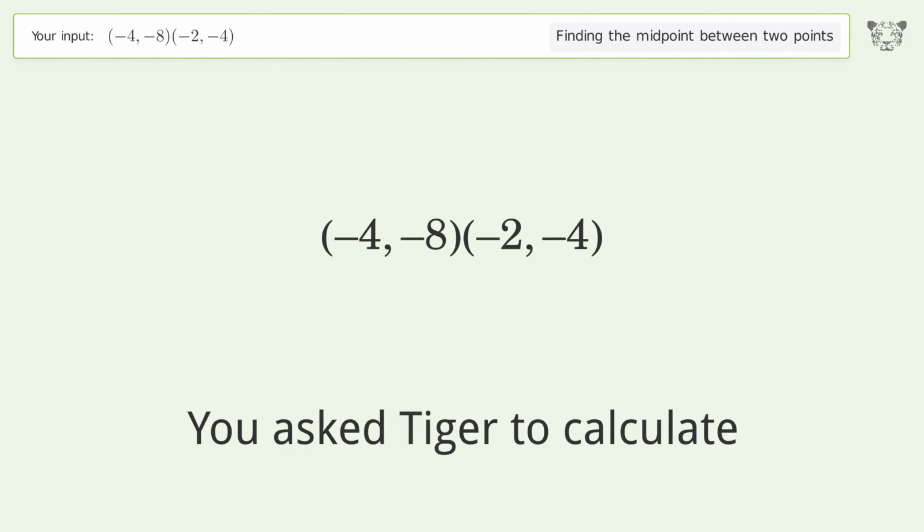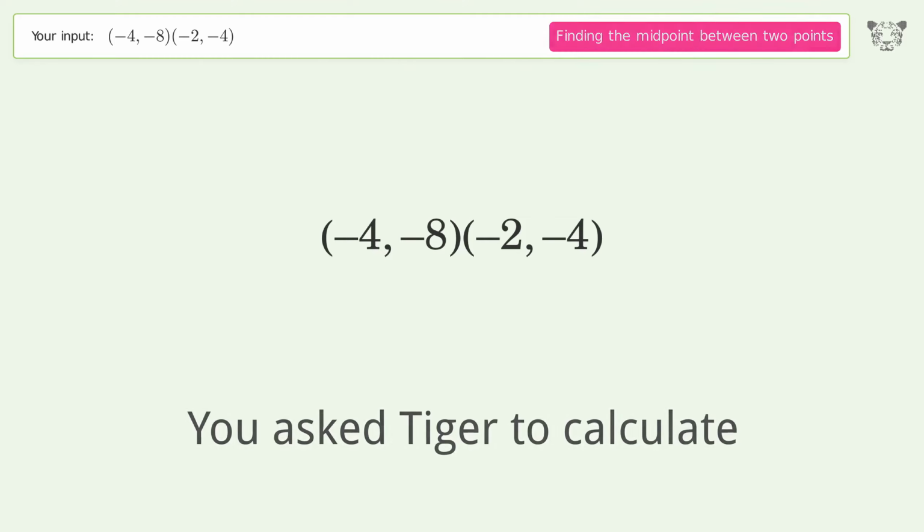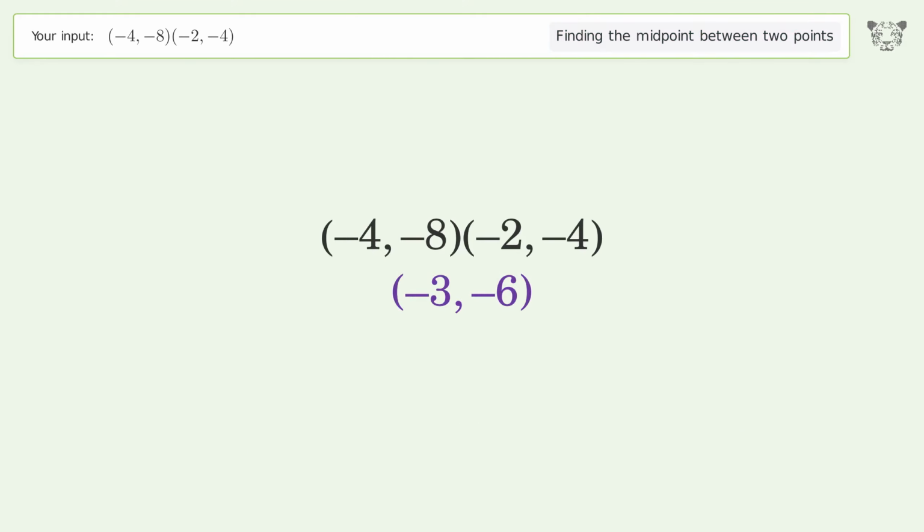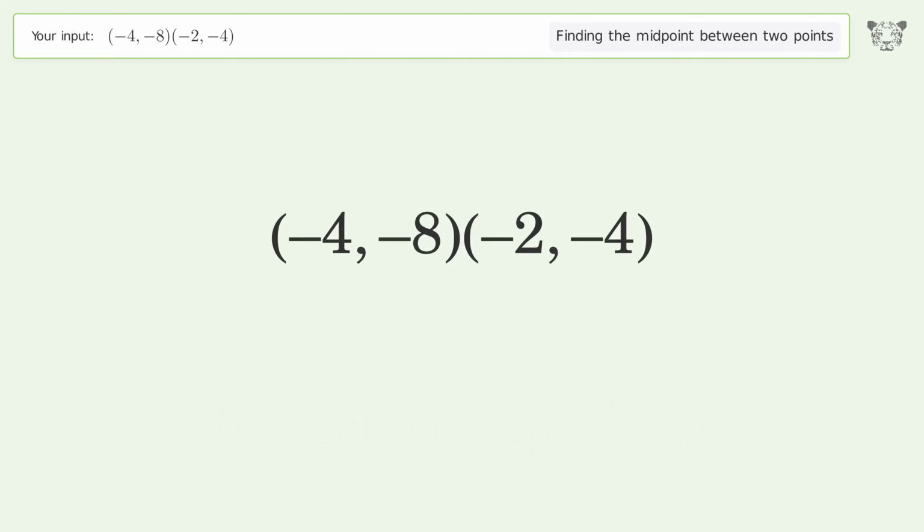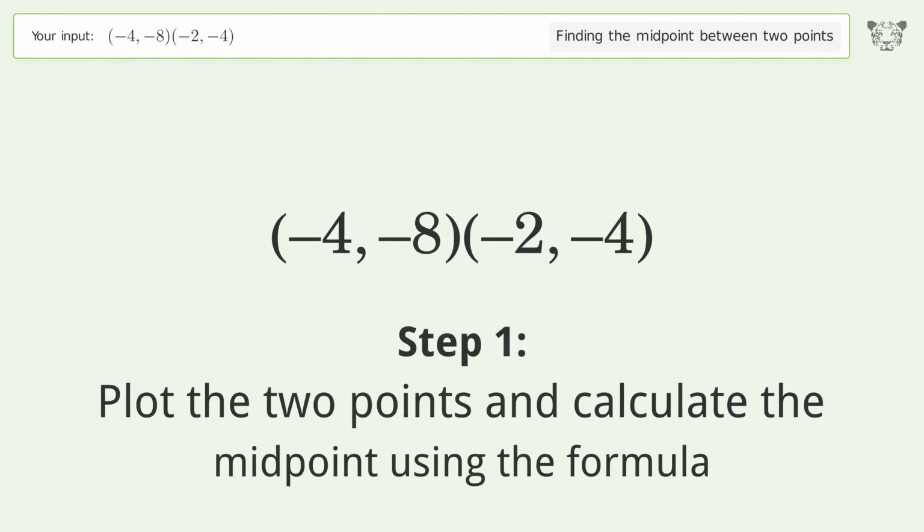You ask Tiger to calculate. This deals with finding the midpoint between 2 points. The midpoint between the 2 points is -3, -6. Let's solve it step by step. Plot the 2 points and calculate the midpoint using the formula.